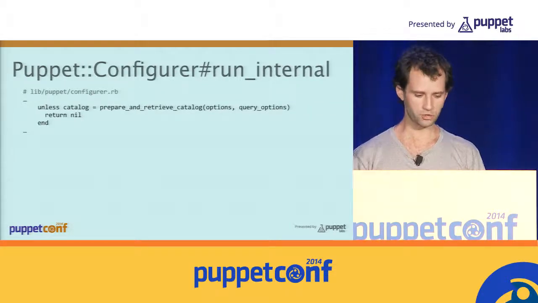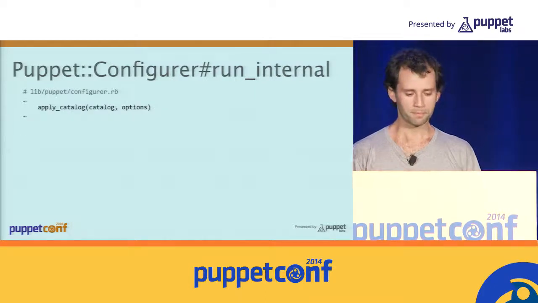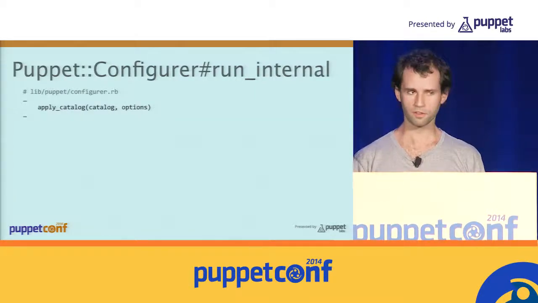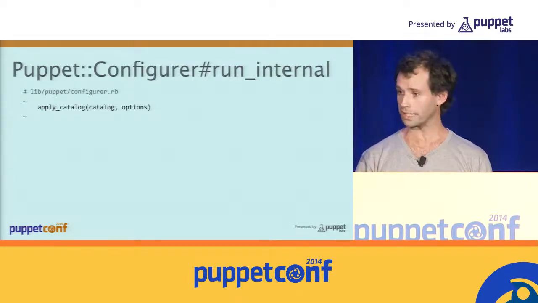Then the configurer retrieves a catalog. We see this prepare and retrieve catalog method, which takes the query options that we saw, those facts. And then it applies the catalog. All of these short method calls that you're seeing in these code snippets are methods that are defined elsewhere in that Puppet Configurer class. It's quite a big class.